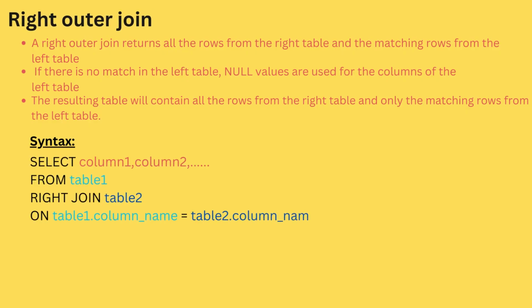Starting with the right outer join. It returns all the rows from the right table and the matching rows from the left table. If there is no match in the left table, then null values are used. Syntax: SELECT, then the column names, and then FROM followed by the first table name and then RIGHT OUTER JOIN, then the second table name and the condition or the common column between the tables.